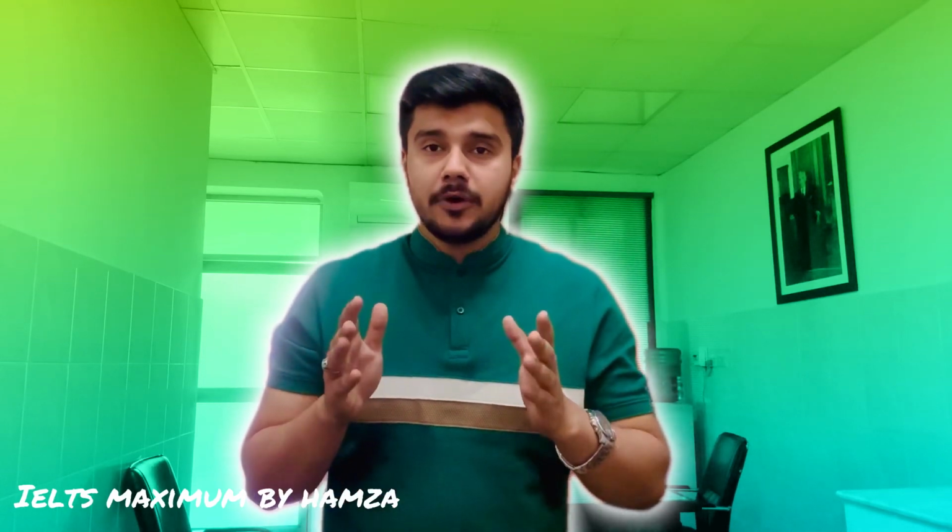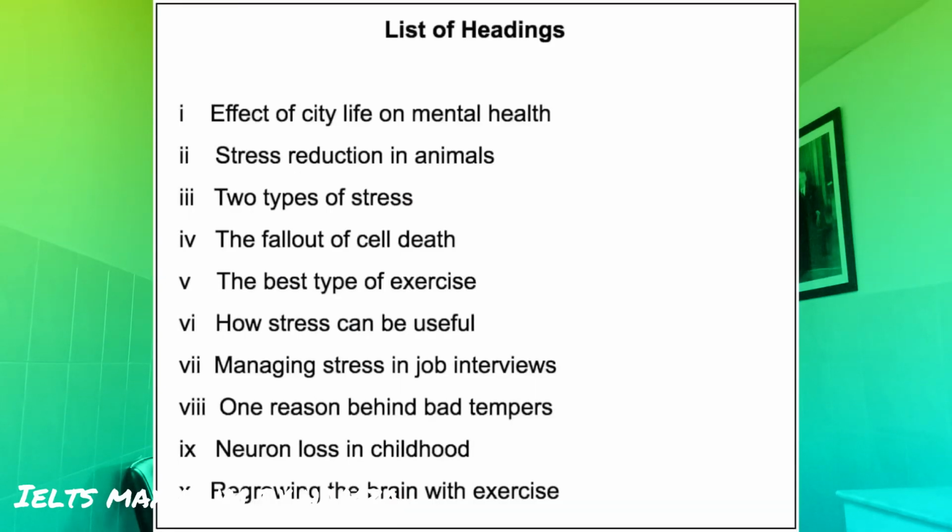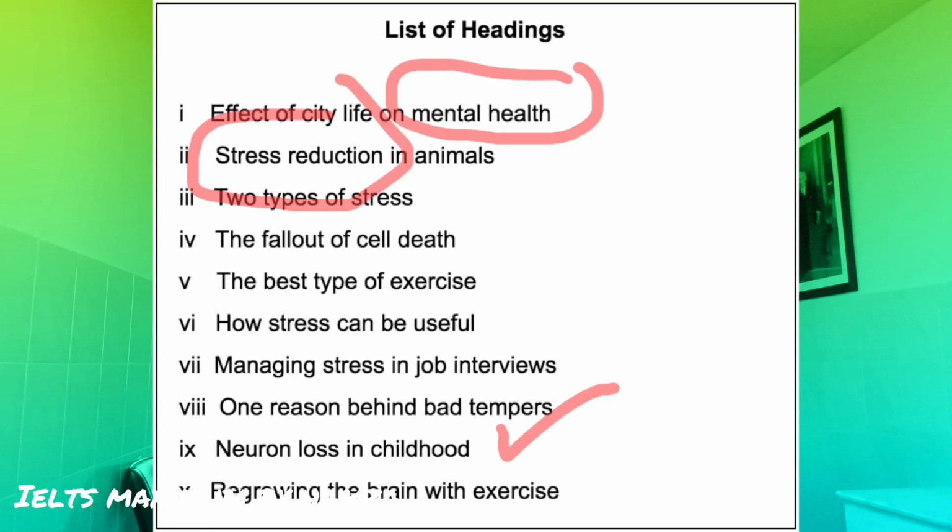First of all, you are now seeing a list of headings on your screen, and just look at the list of headings. The first heading reads as effect of city life on mental health. The second reads as stress reduction in animals. Two types of stresses, the fallout of cell death, the best type of exercises, and the list goes on. So the tip is that you need to find out that clue word, that standard word. For example, in the first heading, effect of city life on mental health.